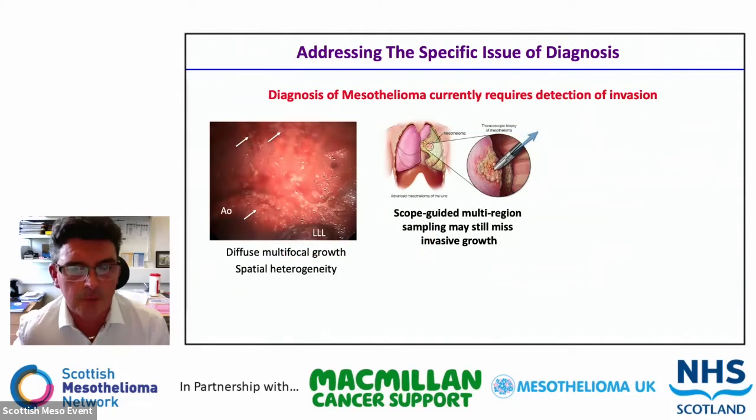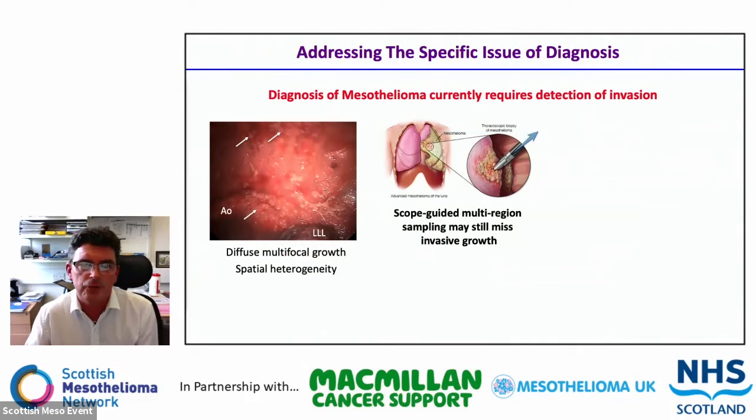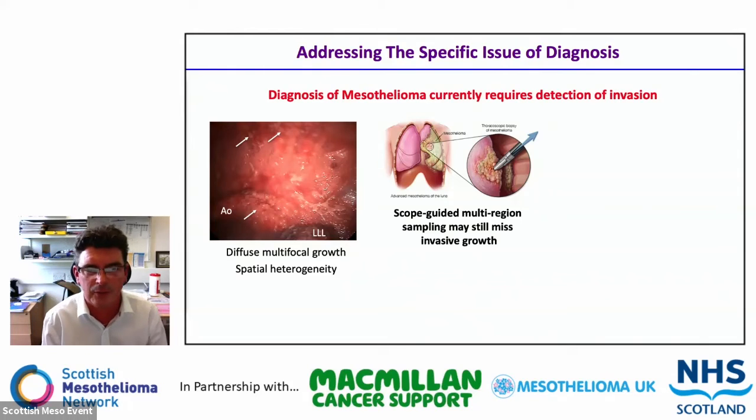And so some of the specific questions that we're now trying to address in my group come down to this question of diagnosis. One of the great challenges with mesothelioma is that the diagnosis currently requires finding cells that have invaded into the underlying tissue. And the problem, of course, is that unlike many other cancers, it doesn't grow as a solid mass. It doesn't grow as one sphere. It grows as a field.